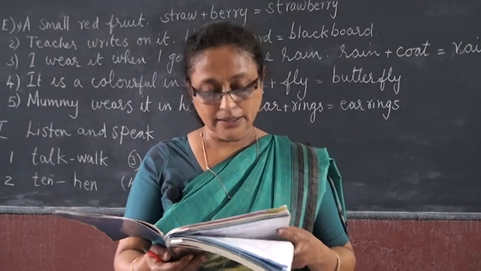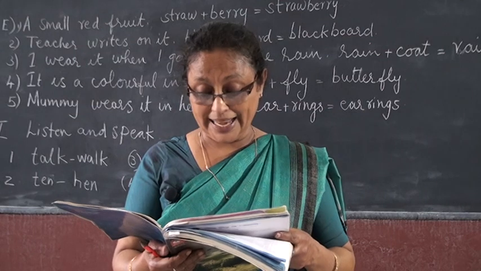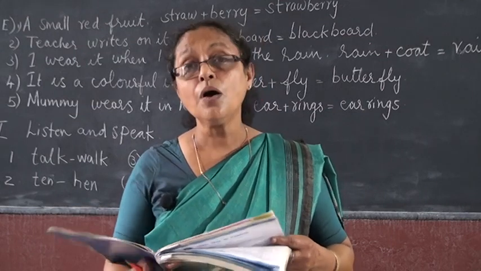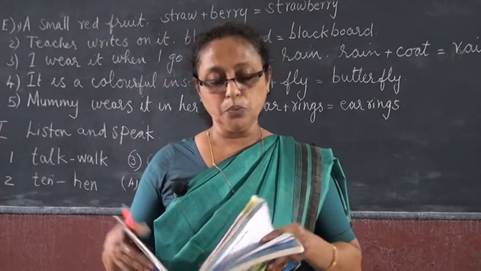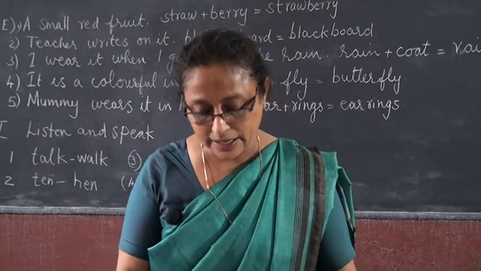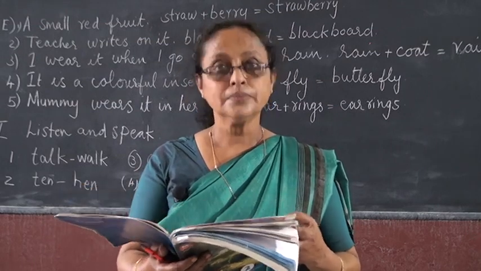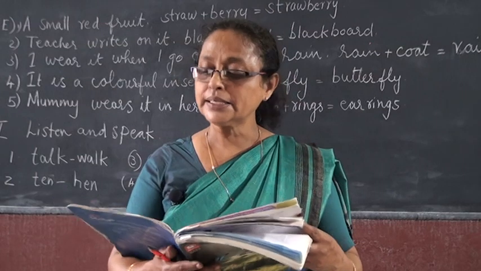Seventh one, that is the seventh one. Eighth one: the books were arranged dash on the shelf. The books were arranged neatly on the shelf. Next is D.